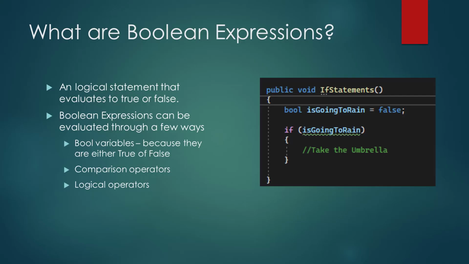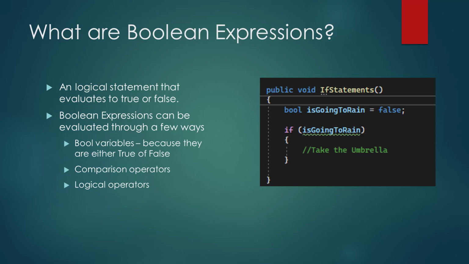C# evaluates decisions based on something called Boolean expressions. A Boolean expression is a logical statement that evaluates to either true or false. So think about it like this. Say you're trying to make a decision about whether or not you should take an umbrella with you to an event. You may say something like, if it's going to rain, then I should take my umbrella. The Boolean expression here is it is going to rain, because that is either true or false, and the logical outcome of that expression will decide whether or not you take the umbrella.